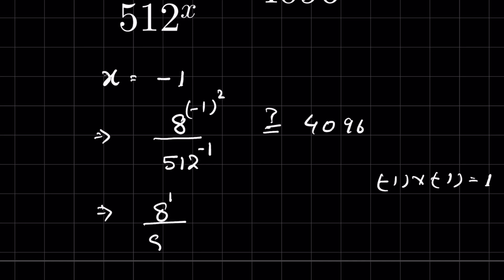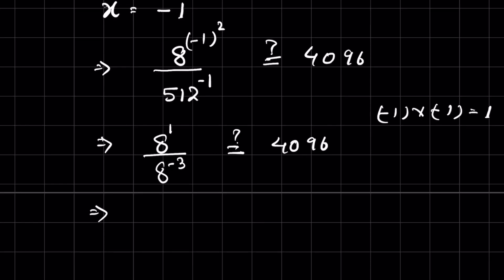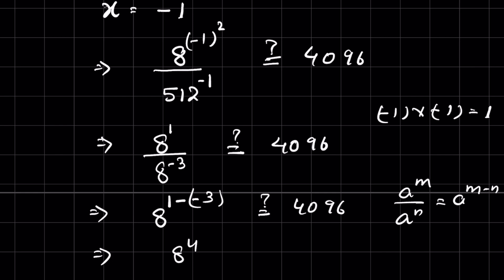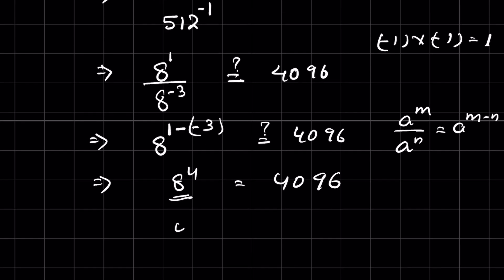512 we know it's 8 raised to the power 3 whole raised to the power minus 1. That will be 8 raised to the power minus 3, or we can write here 8 raised to the power 1 minus 3, because a raised to the power m upon a raised to the power n is equal to a raised to the power m minus n, or 8 raised to the power 4 is equal to 4096. That means LHS is equal to RHS.